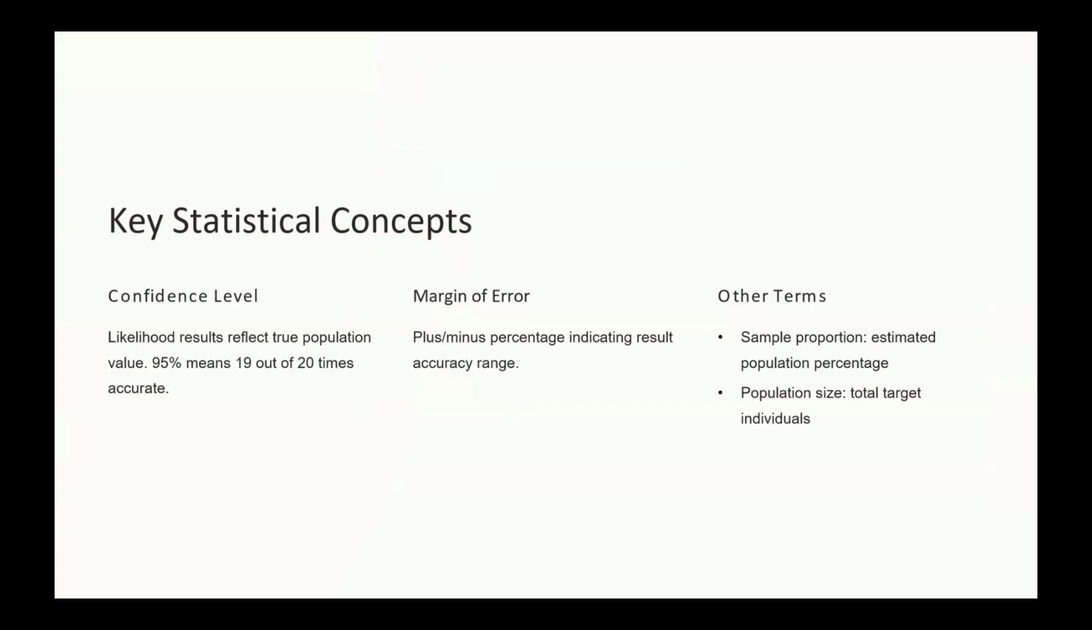Okay. So an example here of confidence level is the likelihood that results reflect the true population. He said that they have used 95% here. He's saying 95% means 19 out of 20 times.